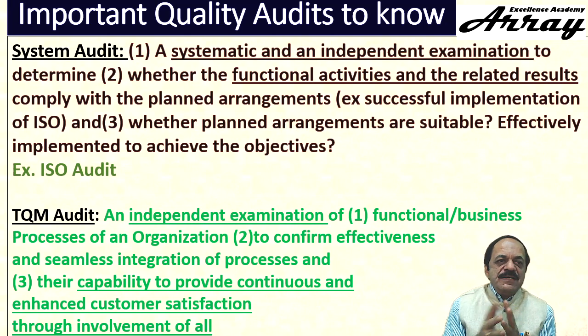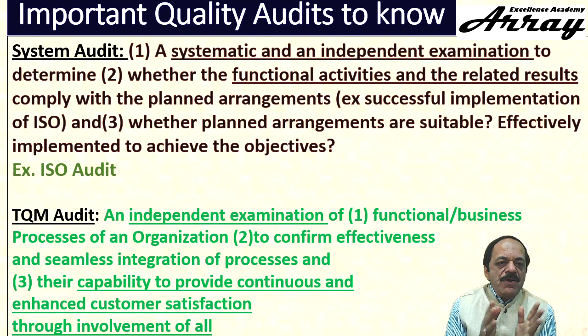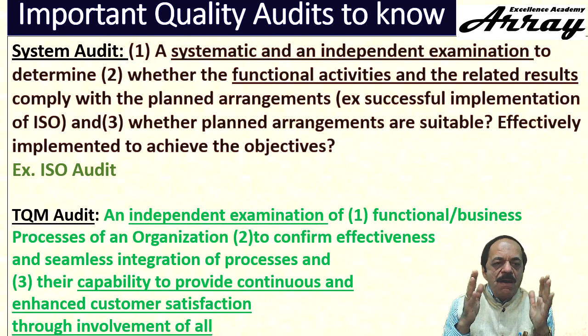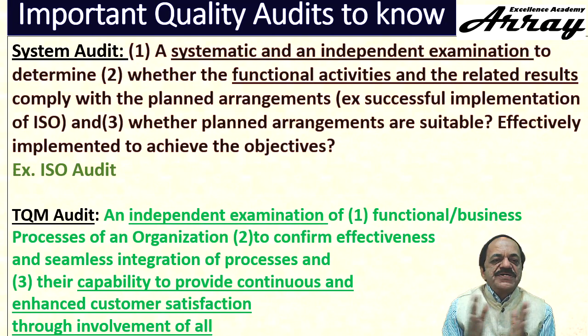Almost the same thing is done in system audit also, as you can see. And their capability to provide continuous and enhanced customer satisfaction. The objective of TQM is to ensure continued, sustained and enhanced customer satisfaction. One more parameter for TQM is involvement of all the personnel, right from the lowest level to the highest level, say the CEO, and involvement by all the functional processes like manufacturing, materials management, whatever we discussed.